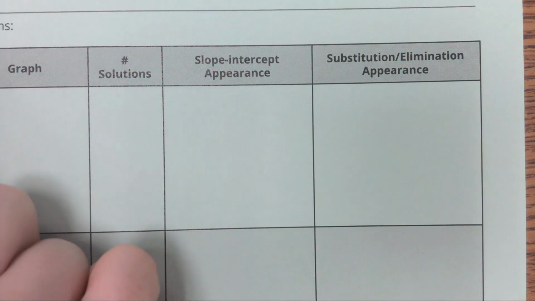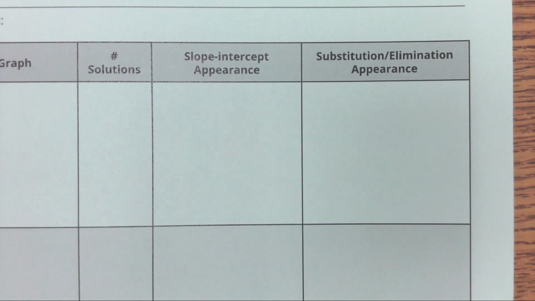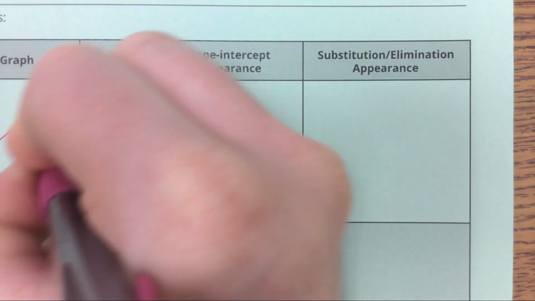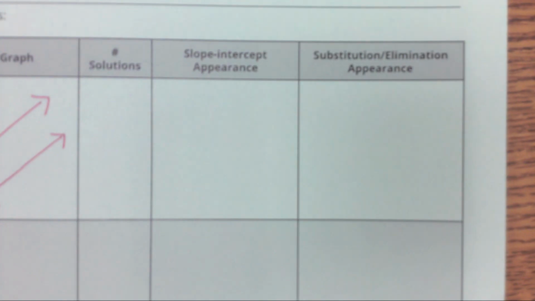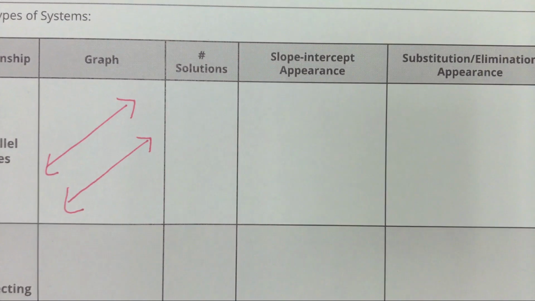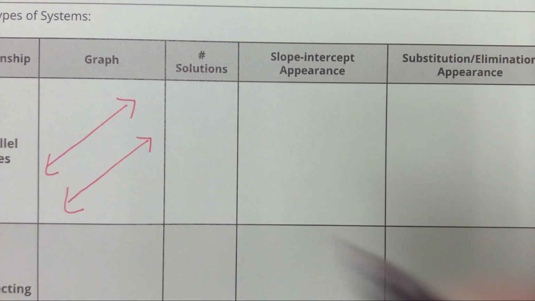So let's summarize. What would parallel lines look like? Would you just draw any parallel lines? How many solutions do they have? None.